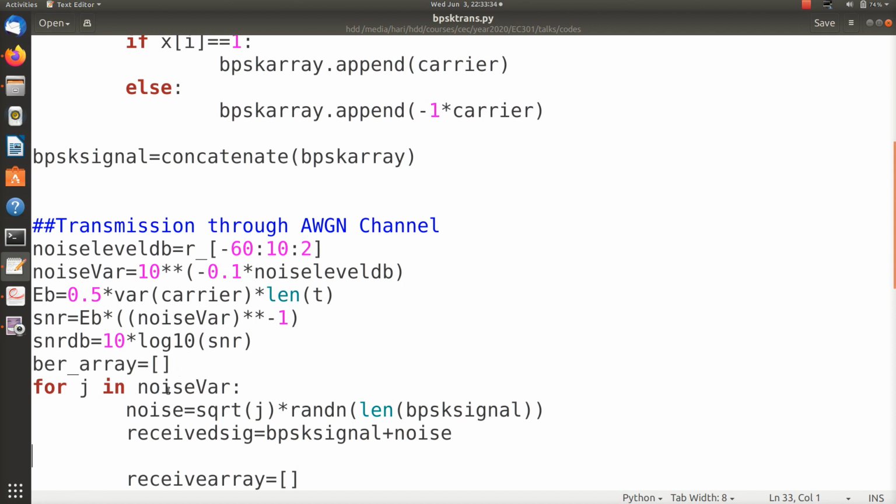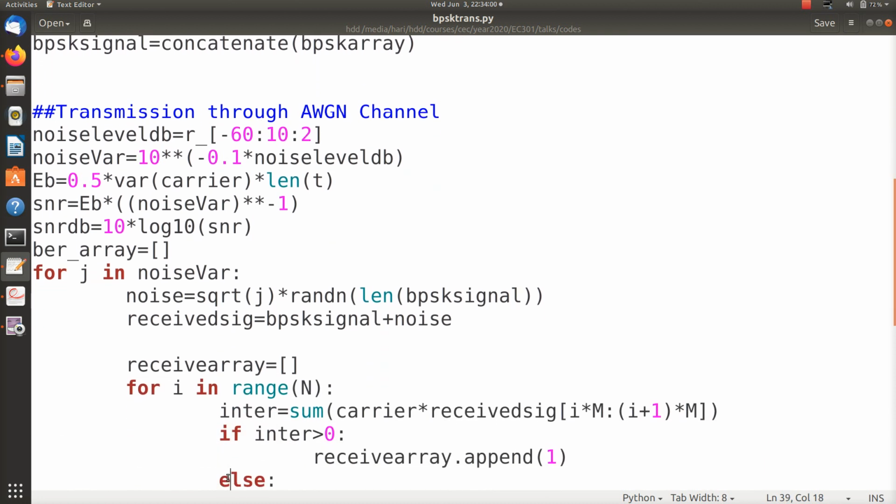Then for j in noise variance, I generate a noise signal that is square root of rand of the length of the BPSK signal. So an equal length noise is generated. Now the received signal is mixed with noise. The BPSK signal is added with noise. This line is equivalent to an additive white Gaussian noise channel.